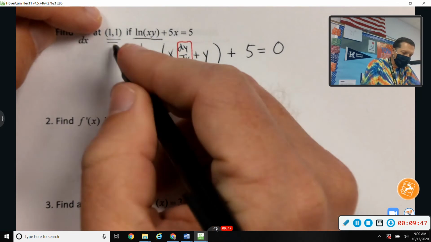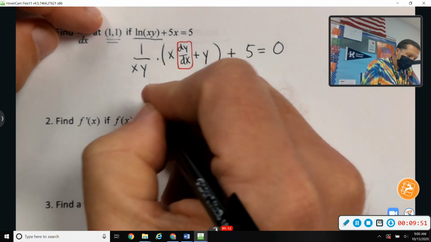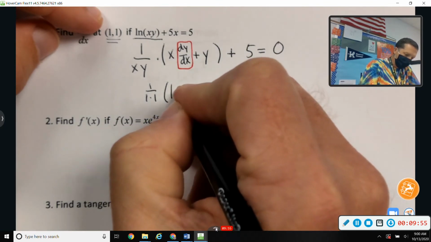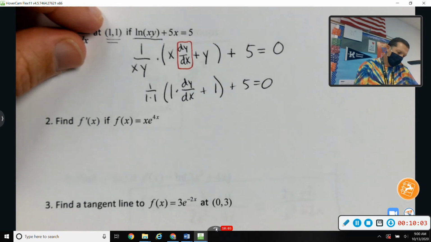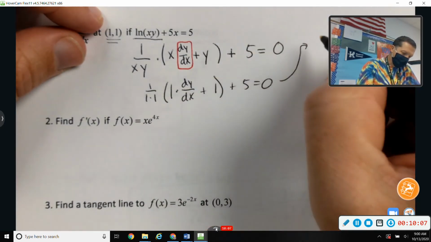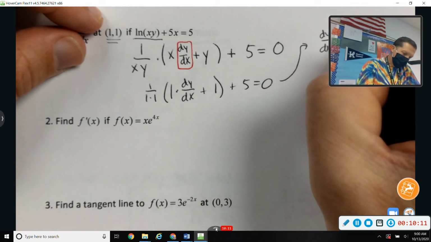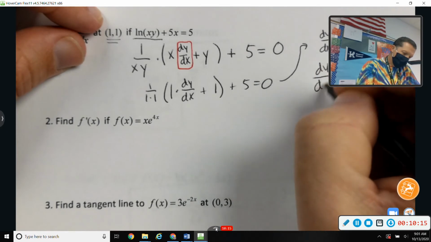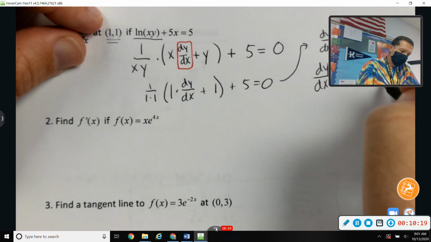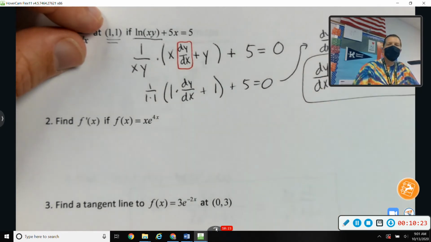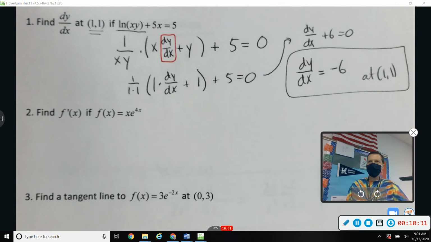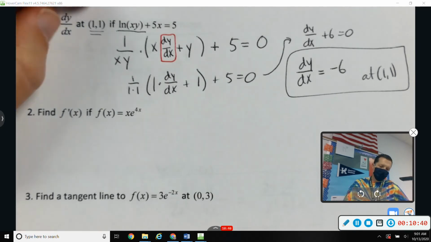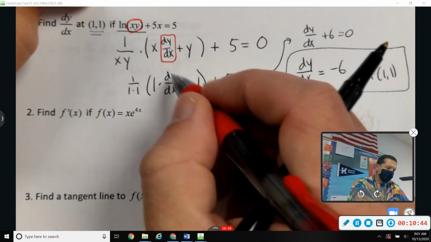So x is 1, y is 1. That's kind of nice. That way if I get things backwards, it won't matter. So 1 over 1 times 1. Most of you would not write all these ones. You'd know where you could leave them out. So let's see. Most of those ones don't mean much. dy dx plus 6 equals 0. So dy dx equals negative 6, at least at 1, 1 anyway. So that would mean the slope of a tangent line at 1, 1 would be negative 6. Questions on that one? So a little bit of implicit in there. So don't forget, whenever a y shows up, dy dx shows up.